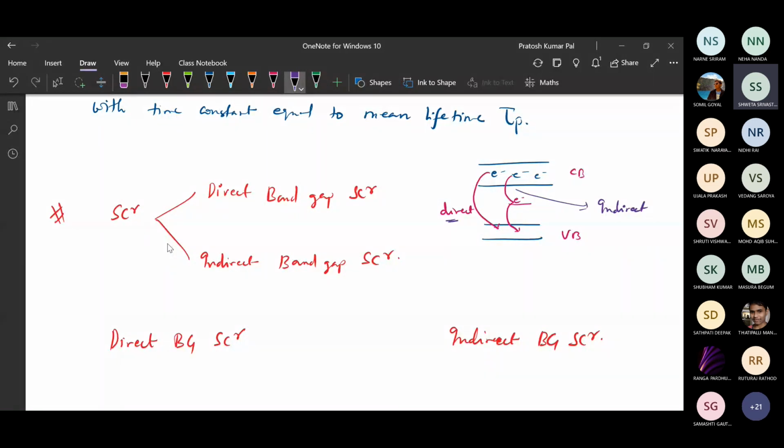If it directly moves the electrons from conduction band to valence band, it is direct. If it moves from conduction band to valence band, but between them it reaches some intermediate energy level and then moves to the valence band, these are called indirect band gap semiconductors. This is how we can visualize direct and indirect band gap semiconductors.